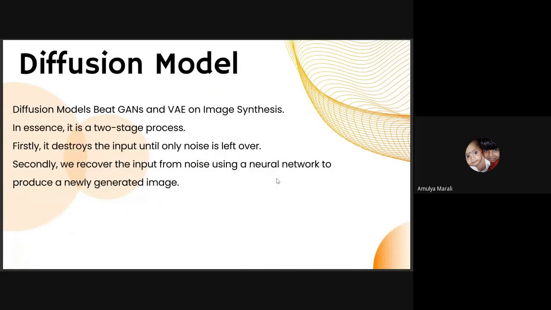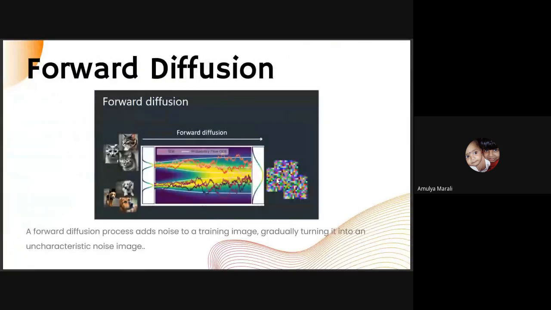So the diffusion model, again, is a very beautiful concept. What happens here is a two-stage process comes into the picture. So you have two stages here. The first stage is forward diffusion. Let's understand what happens in forward diffusion, and eventually come back to reverse.